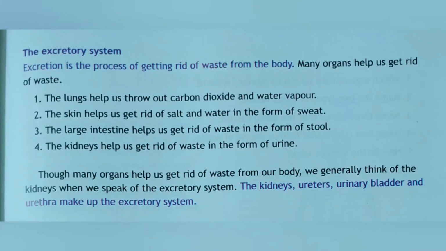And the kidneys are the important organs which form the excretory system. So the excretory system is formed of kidneys, ureters, urinary bladder and urethra. So let's see about each of these parts now.